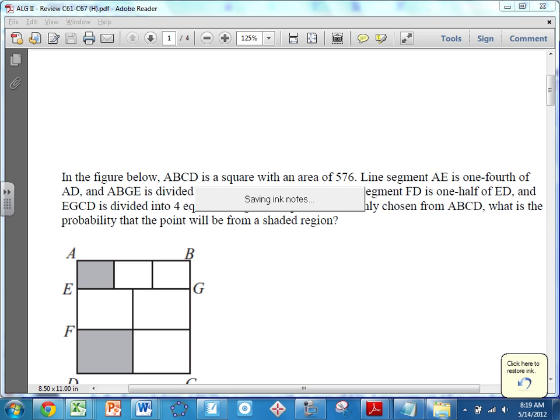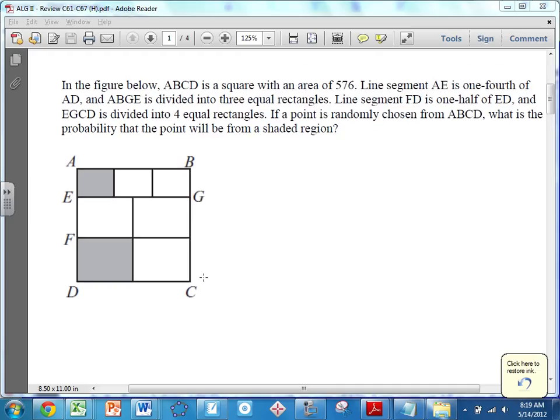All right. Let's take a look at the second one now. The second one's a good problem. It makes you think before you can actually do the probability for this problem. So, the problem starts by telling us, in the figure below, ABCD is a square, which is one of the key factors here. And it tells us it has an area of 576.